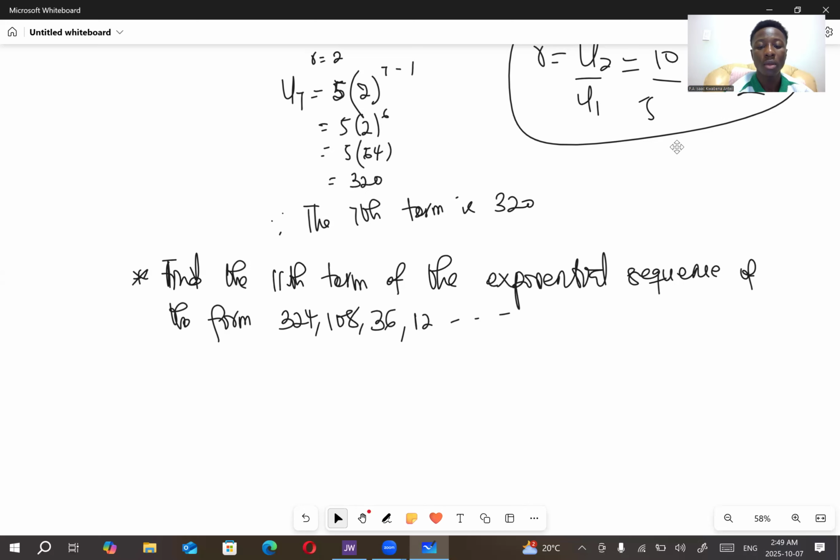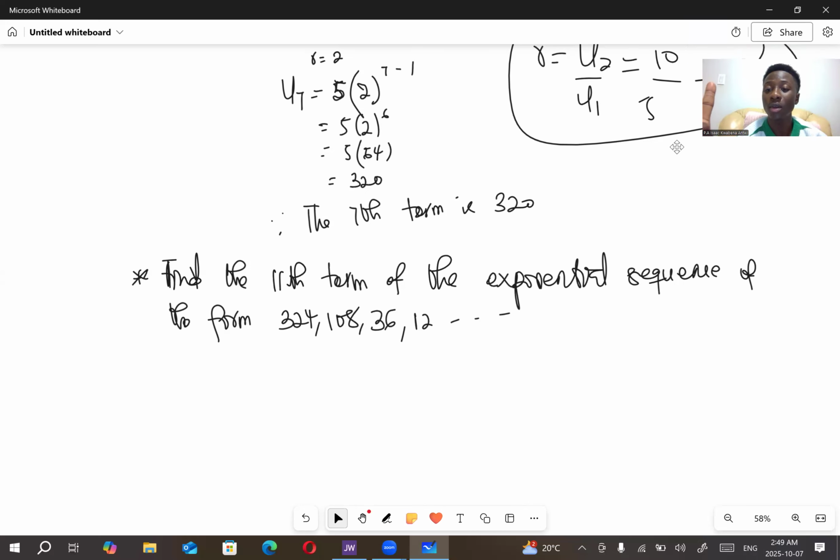Okay. So that is it. Can you try your hands on this? I'm giving you just, listen, you have just 1 minute. So what's the first thing you have to do? Find the R. What's R? Common ratio.